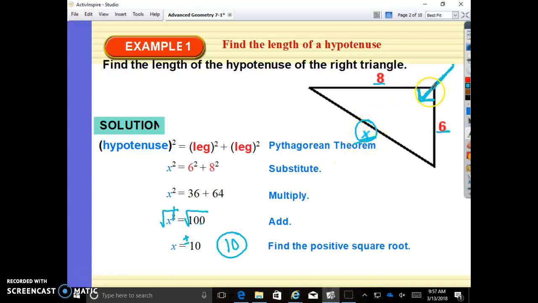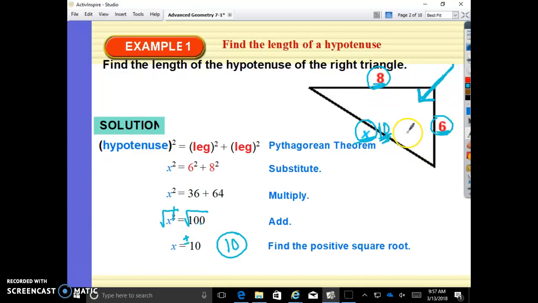If you guys remember from the music video that we just listened to on the Pythagorean Theorem, from vocabulary, it said a squared plus b squared equals c squared. At the end, it talked about Pythagorean triples. So this is actually a multiple of a Pythagorean triple. This is a 3, 4, 5 triangle. 3 times 2, 4 times 2, 5 times 2 is 10. So you might have noticed that it was a multiple of a Pythagorean triple.